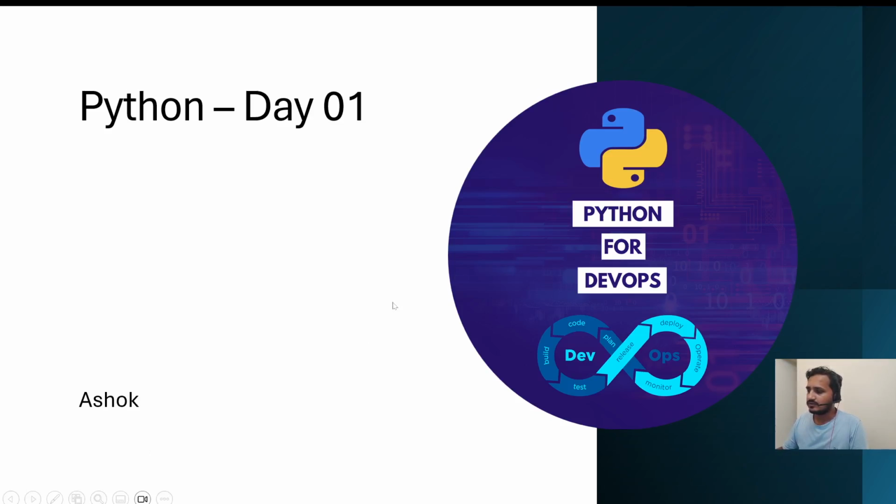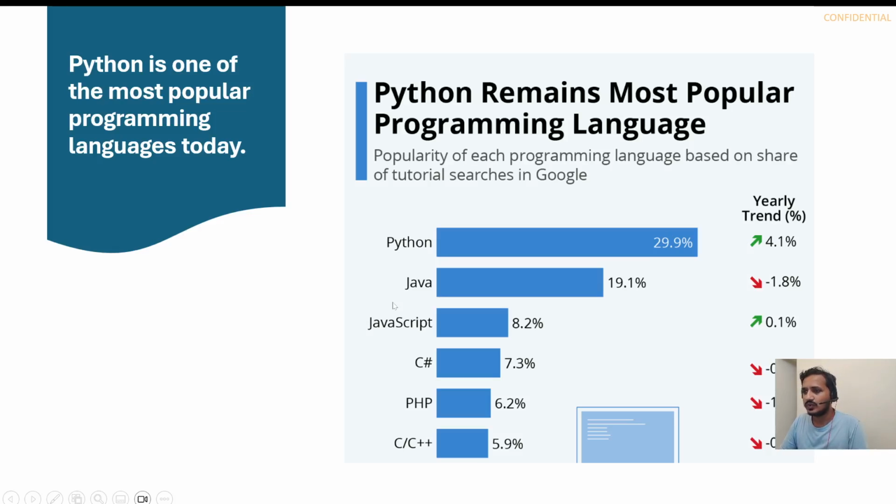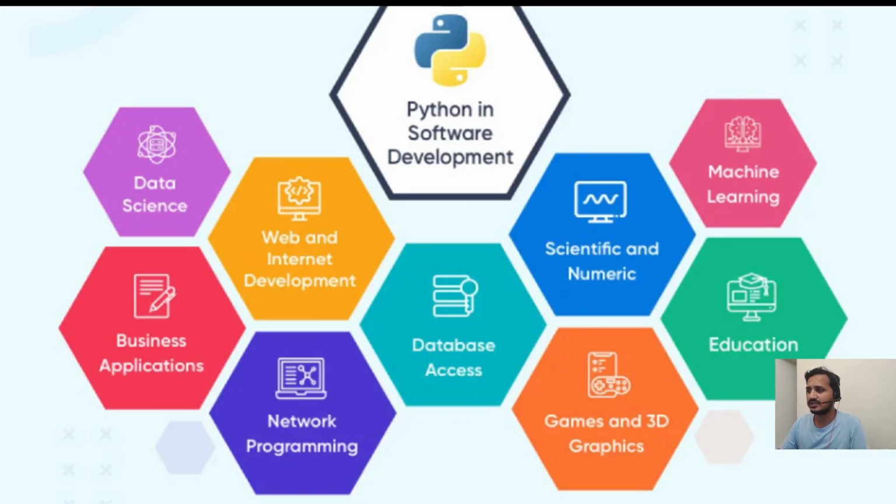So let's get started. Why Python? Python is one of the most popular programming languages. It remains at the top. It is used in different fields, for example software development, data science, business applications, automation, database, whatnot. Whatever you want, you can use Python.